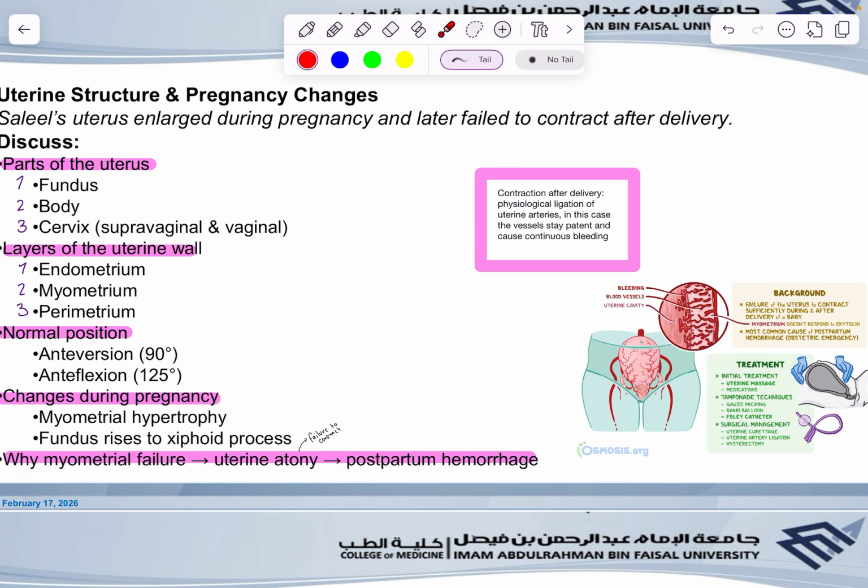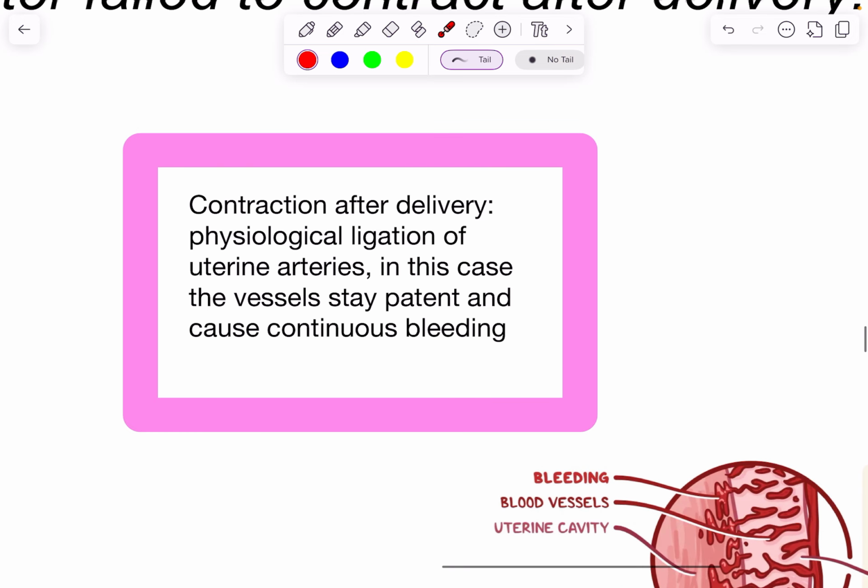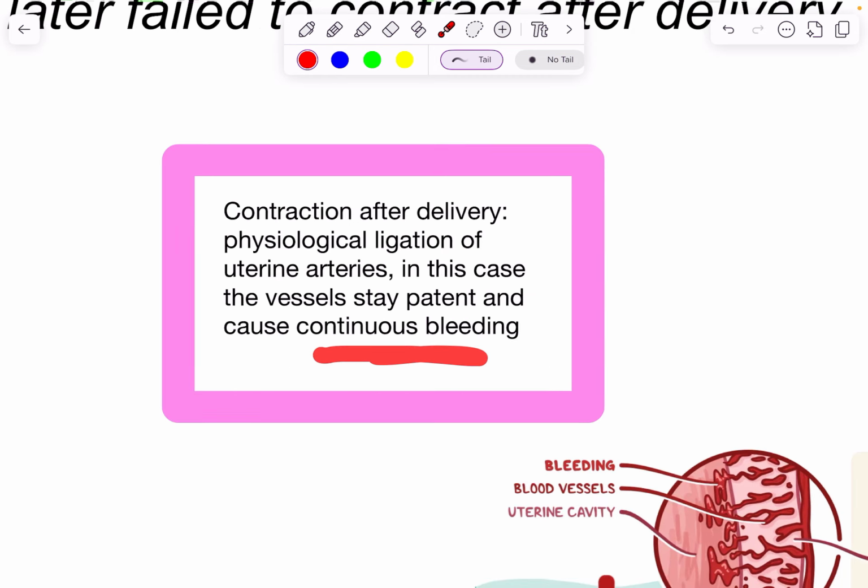postpartum hemorrhage? عادة after delivery, even after you deliver the baby راح يصير contractions they continue. ليش؟ Because this causes physiological ligation of the uterine arteries, so it's going to ligate the arteries to prevent any hemorrhage or bleeding. But in this case, we don't have enough contractions, so the vessels are going to stay open and they're going to cause continuous bleeding.